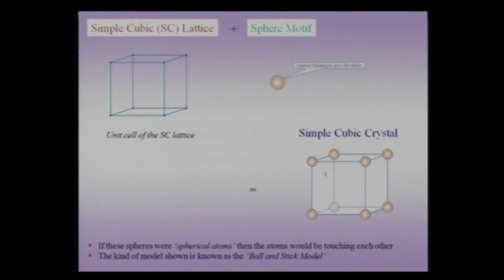Now a few things have to be noted when we show diagrams like these. If these were hard spheres, in other words spherical atoms, then the atoms would be touching each other. The kind of model which has been shown here is called a ball and stick model. Now in reality, you know that atoms need not be spheres, they can deviate from their spherical shape quite a bit, but in introductory lectures we will assume that some of these atoms are spherical.